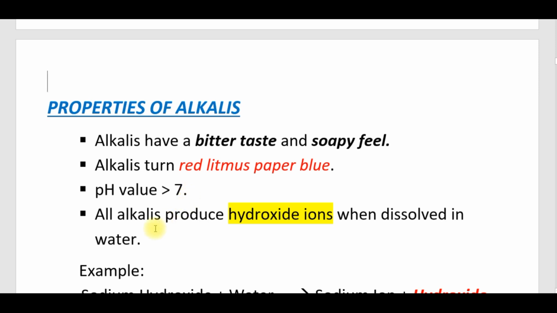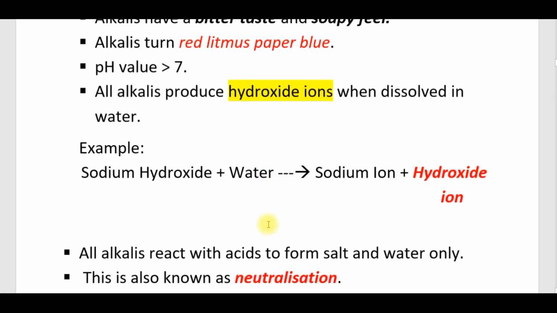We know that for an acid the pH is less than 7, and for an alkali it is greater than 7. All alkalis produce hydroxide ions, that is OH minus ions, when dissolved in water. In the case of acids, we know that when they dissolve in water they produce H plus ions. What happens when sodium hydroxide is dissolved in water? It forms a sodium ion and a hydroxide ion. That means NaOH plus water gives Na plus plus OH minus.